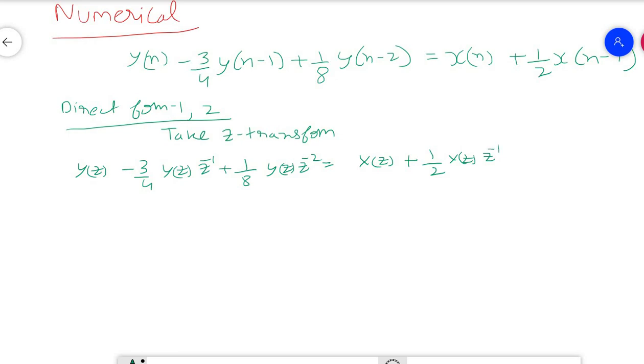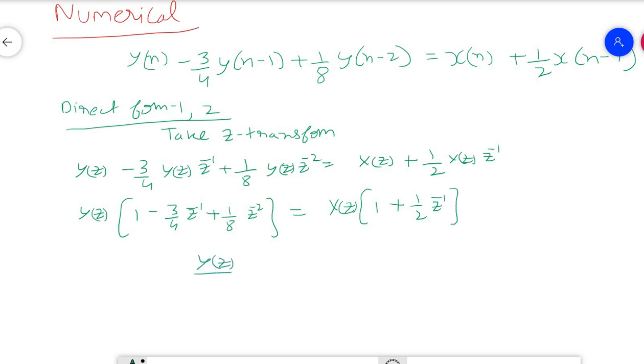Now after that, take the common. It means 1 minus 3/4 z^-1 plus 1/8 z^-2 equal to, now, X(z) into 1 plus 1/2 z^-1. Now after that, output divided by input. It means that Y(z) upon X(z). Okay, this is my transfer function. So it is 1 plus 1/2 z^-1 divided by 1 minus 3/4 z^-1 plus 1/8 z^-2.